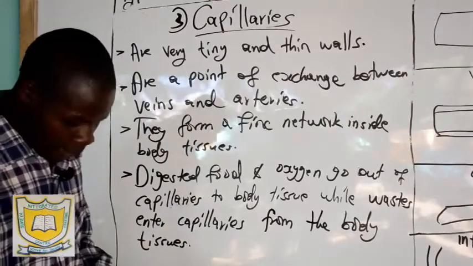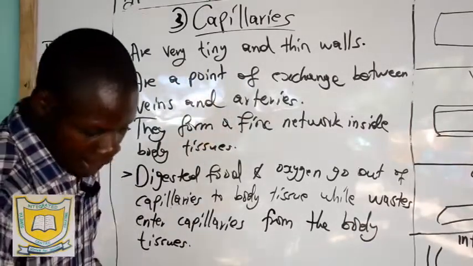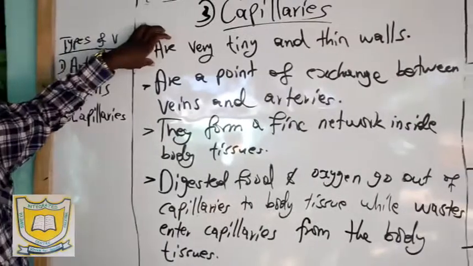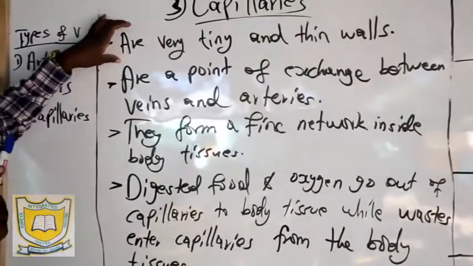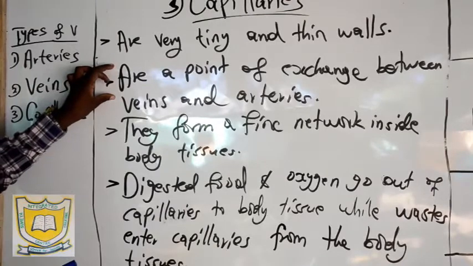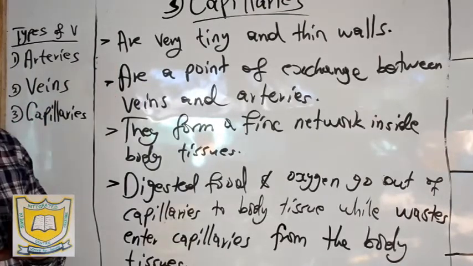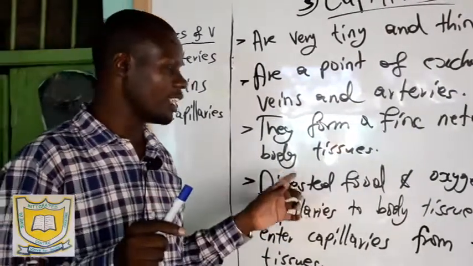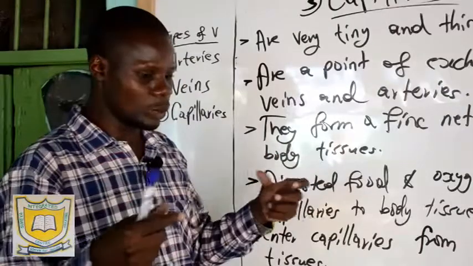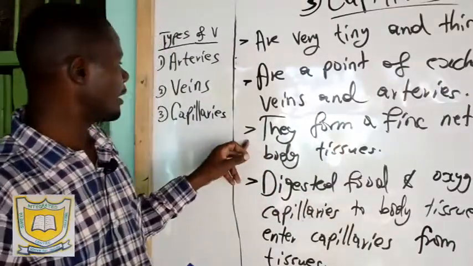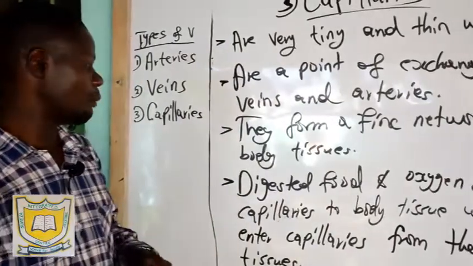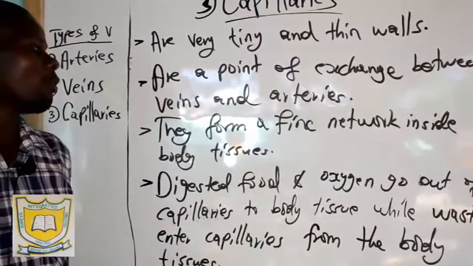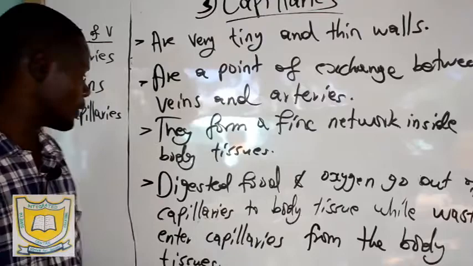Okay, those are the characteristics of the capillaries. One, we say that these are tiny thin walls, single cell walls. Number two, capillaries are a point of exchange between veins and arteries. You find that there is a connection between veins and arteries, so whatever is connecting the two types of vessels are the capillaries. And number three, they form a fine network inside the body. They are everywhere in the body.